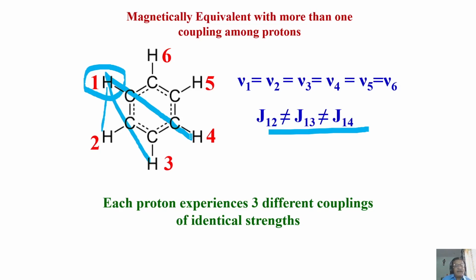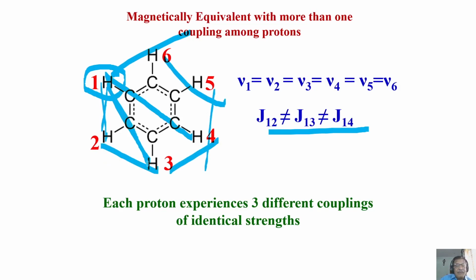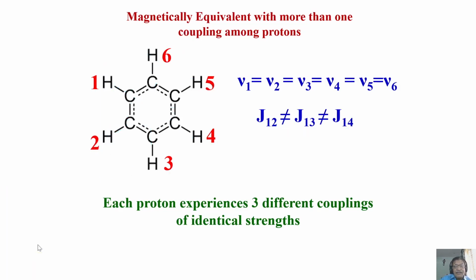But nevertheless, the ortho coupling, para coupling, and meta coupling for all the protons are identical. This ortho coupling is the same as this ortho coupling, same as this, same as this. Similarly, these meta couplings are the same, and these para couplings are the same. What does it mean? Each proton experiences three different couplings of identical strength.